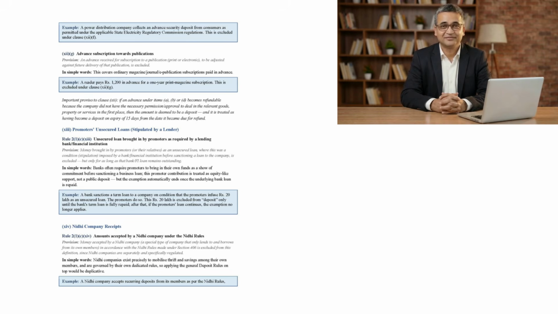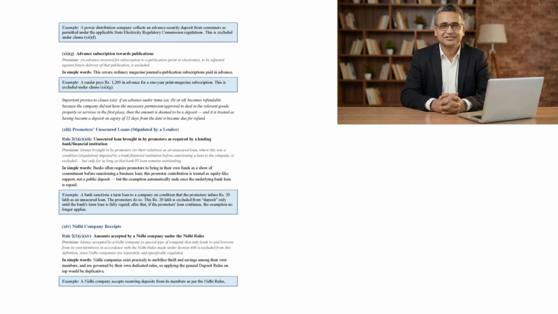However, there is one very important condition. This exclusion continues only as long as the bank or financial institution loan remains outstanding. Once the bank loan is fully repaid, this exemption also comes to an end. For example, a bank sanctions a term loan only after the promoters infuse 20 lakh rupees as an unsecured loan. This amount is not a deposit while the bank loan continues. Clause 14.